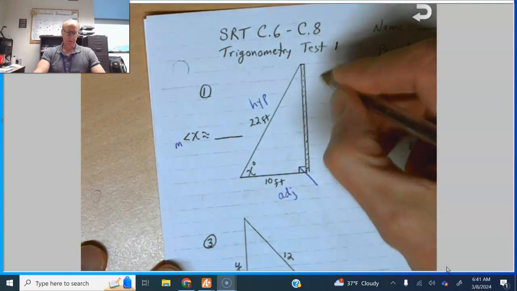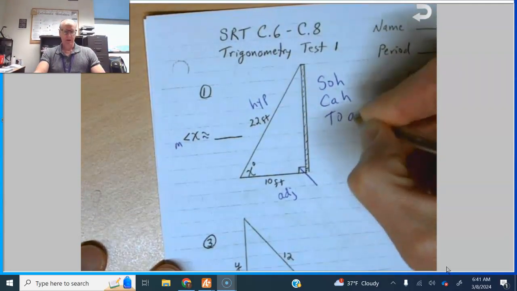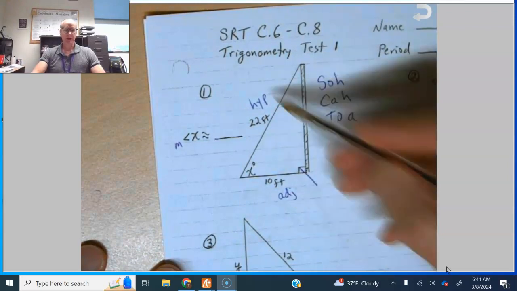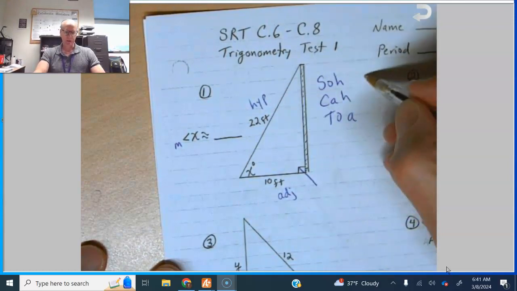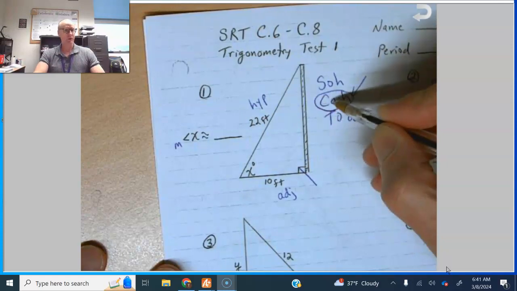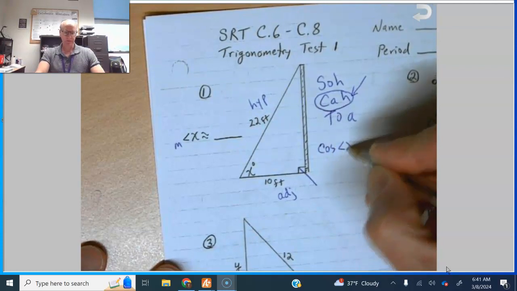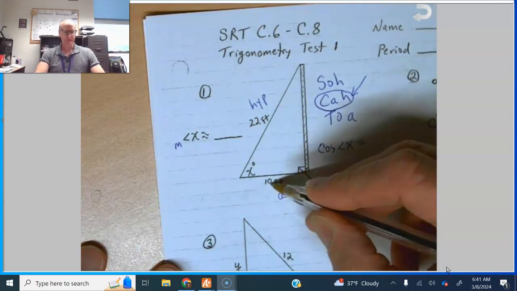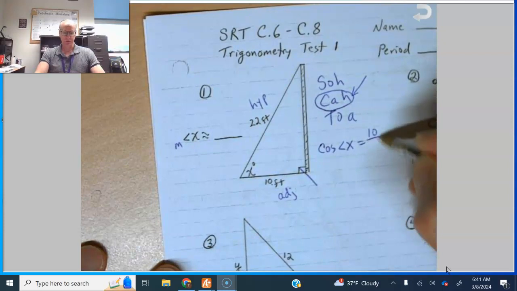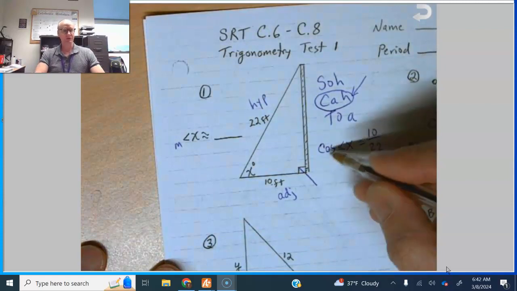We're looking at SOH CAH TOA, and we have adjacent and a hypotenuse, which means we're talking about this one. This is the acronym for cosine. So the cosine of angle x is equal to adjacent over hypotenuse, that's 10 over 22. Approximately 0.5, more or less, but we're going to get the decimal, and then we're going to look up the cosine that has that decimal.